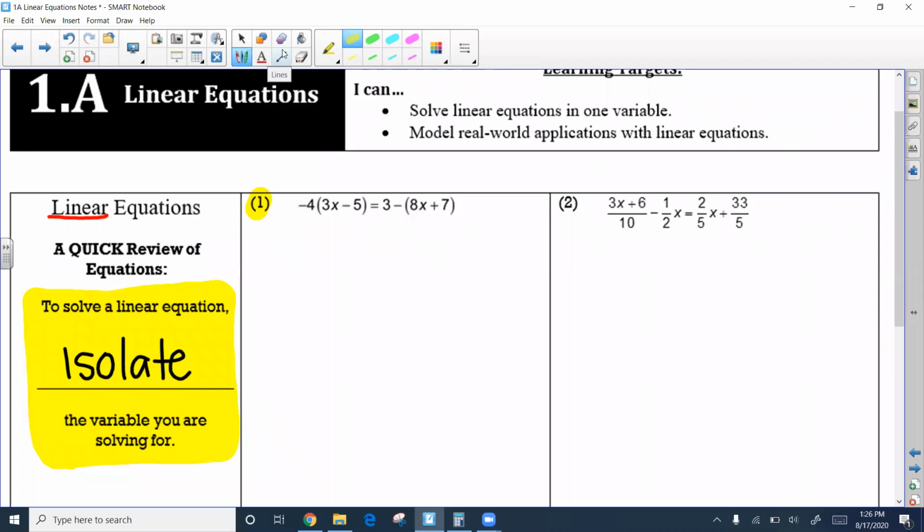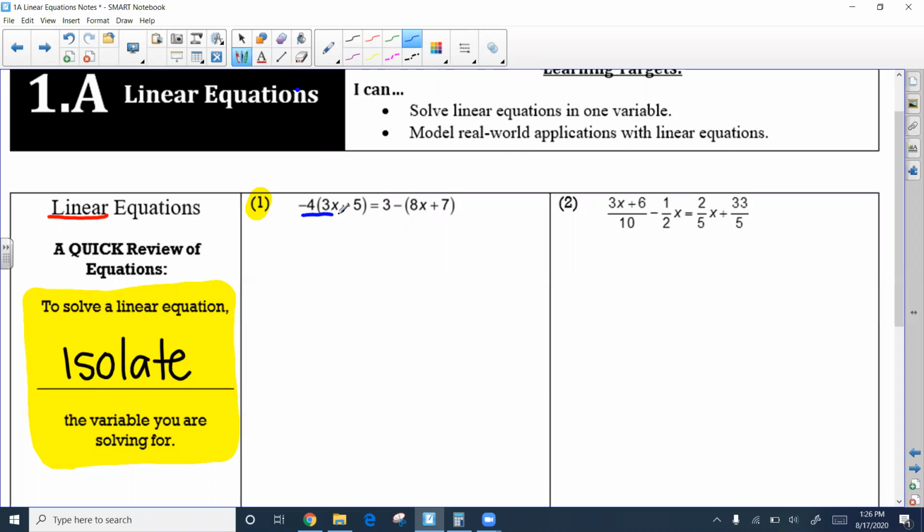All right, so let's go ahead and solve this equation here. First of all, we want to simplify each side of the equal sign separately. So here's our equal sign in the middle. So I'm going to simplify the left side and the right side separately before I do anything else.